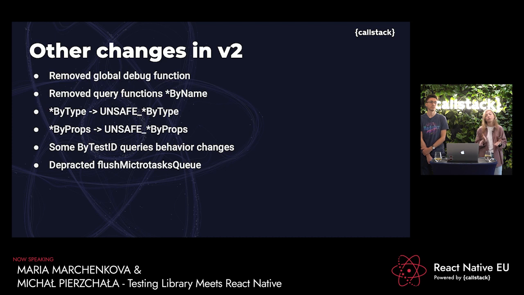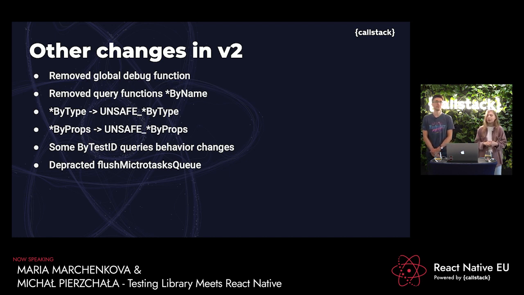And also, some additional changes were provided for migration, which need to be mentioned too. We removed the global debug function. Now debug is returned from render, and it's all you need. ByName queries have been removed after being deprecated for more than a year now. ByType and byProps queries have been prefixed with unsafe. By the way, those functions are not planned for removal in future versions, but their usage is discouraged.